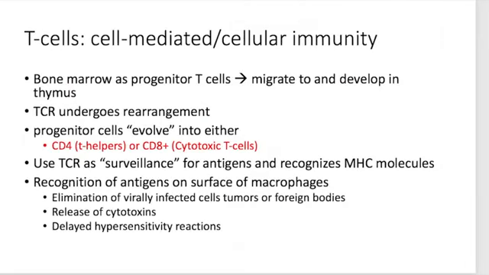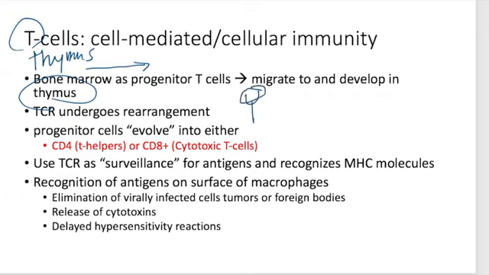The other lymphoid tissue is T cells, and this is involved in the cell-mediated or cellular immunity. So bone marrow has progenitor T cells, and then they migrate to and develop in the thymus. T cells, thymus. They undergo rearrangement, and they get a T cell receptor. This is also unique. Then the progenitor cells will evolve into either CD4 T helper cells or CD8 cytotoxic T cells. So these are cell-killing cells, and they're involved with killing those invaders.